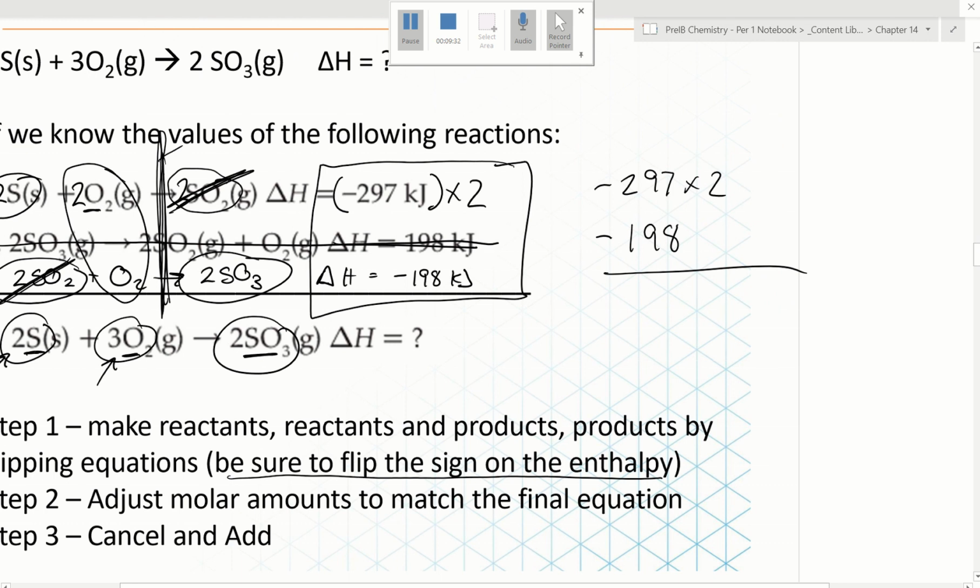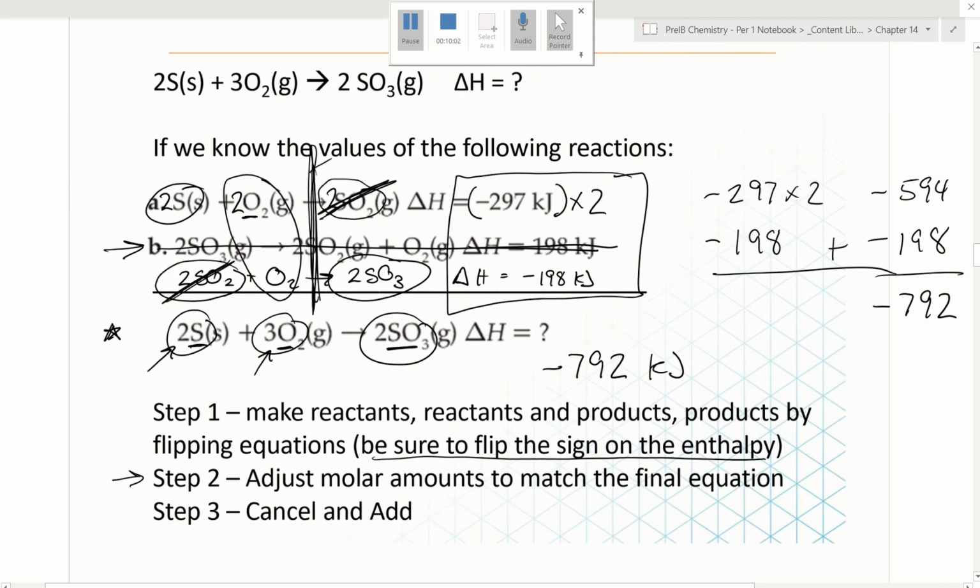I have negative 297 times 2, which is negative 594 minus 198, or plus a negative 198. Basically, I'm adding all this up, and that's going to equal negative 792. So the delta H for this is negative 792 kilojoules. All right, so let's just review.